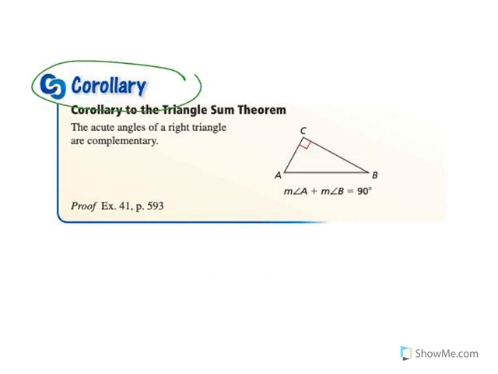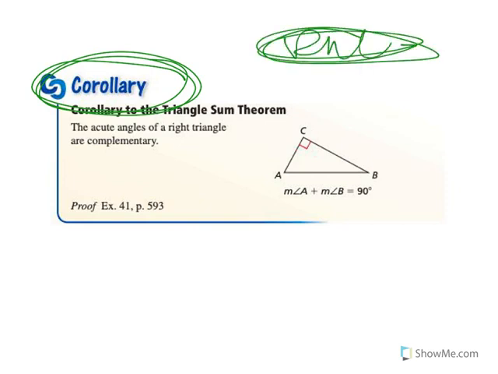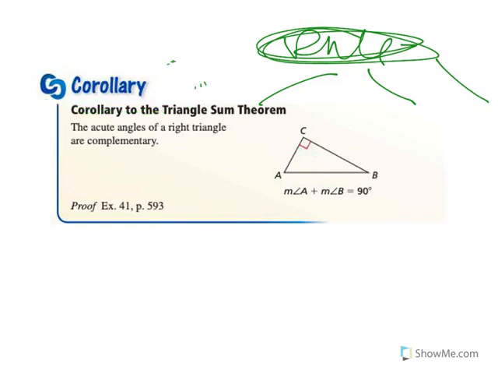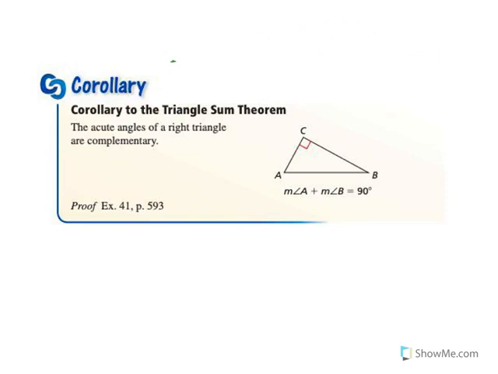A corollary is another fancy word that just means it's a rule that exists because of another rule. It's like a branch. Like you have a big rule, right? And then because of that rule, you've got these other little rules. And so a corollary is one of those little rules. Don't get bogged down in that vocabulary, corollary, theorem, all that stuff. What matters is the rule, and that is that the acute angles of a right triangle are complementary.